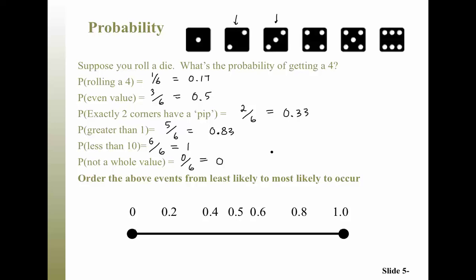So how do you order these from least likely to most likely to occur? So this would be first. Yes. Okay, and what's next? Rolling a 4 would be next most likely. 2 corners. Even value. Greater than 1. So what are you doing to order them from least likely to most likely? You're looking at what?